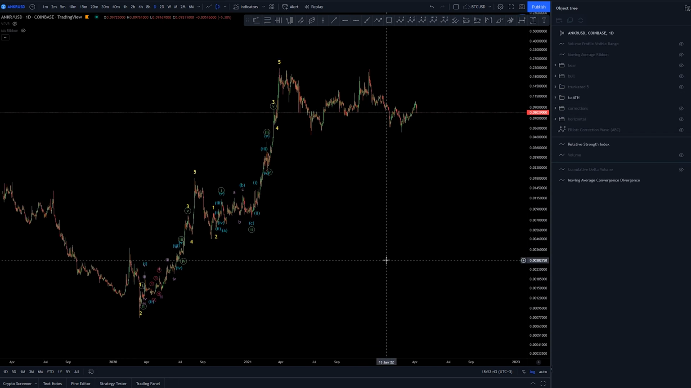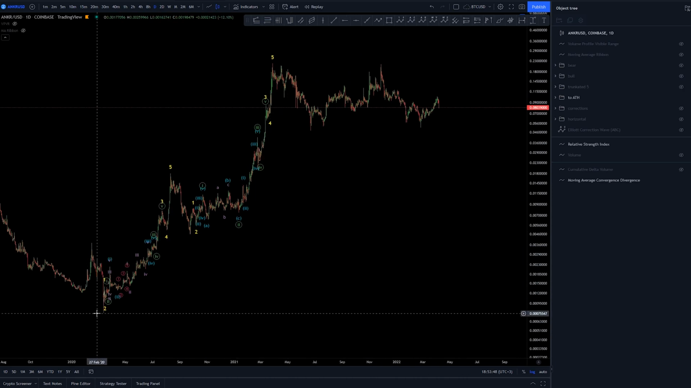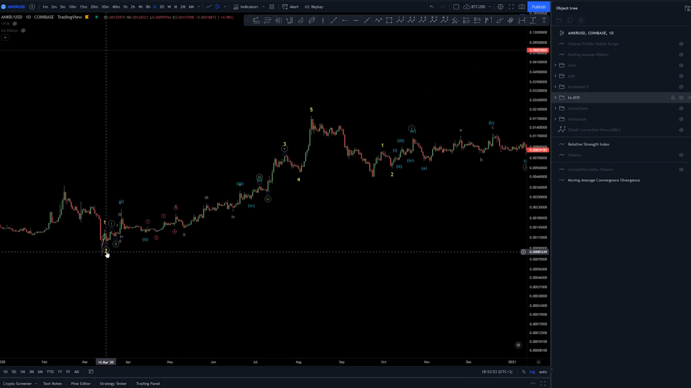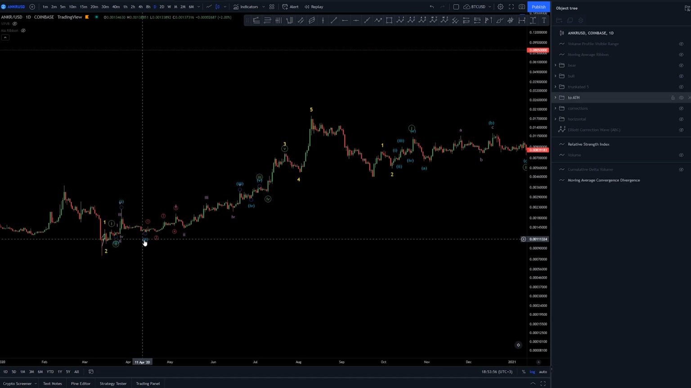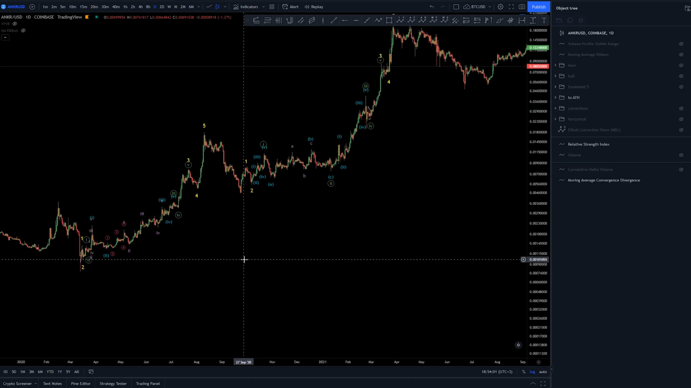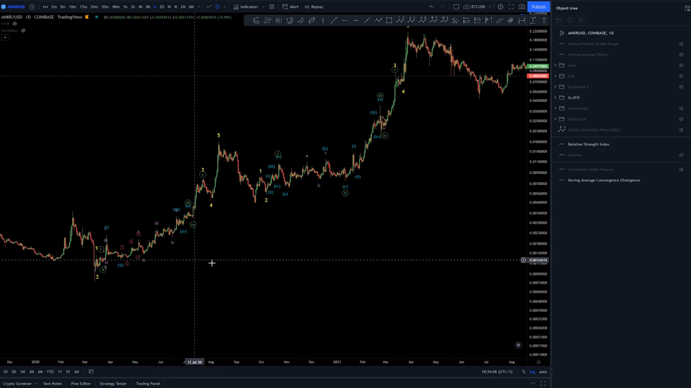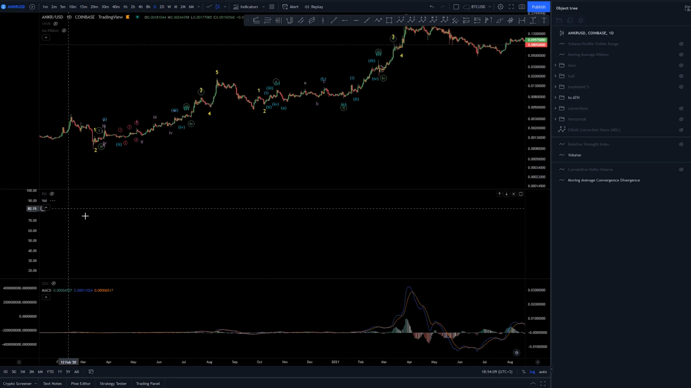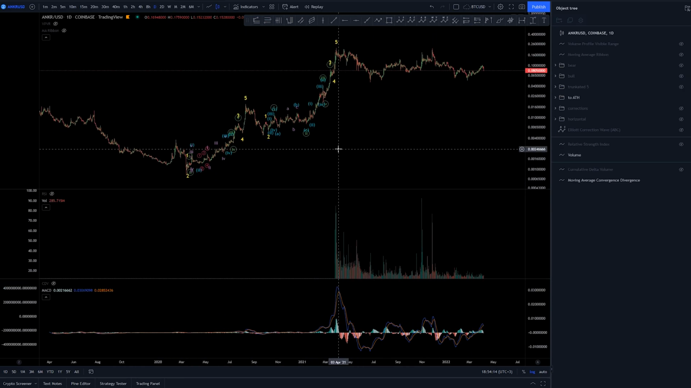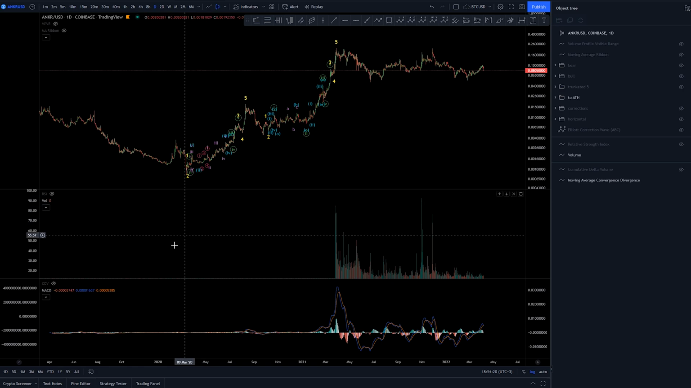So this is the count that I currently prefer, to get up here. We got a small 1, 2 and a lot of nested 1, 2s. So 1, 2 in minor, 1, 2 in minute, 1, 2 in minuette, 1, 2 in micro. That would explain the massive amount of explosion in price here. On volume, for some reason I don't get any volume back here until the all-time highs, which is not really giving us too much information.